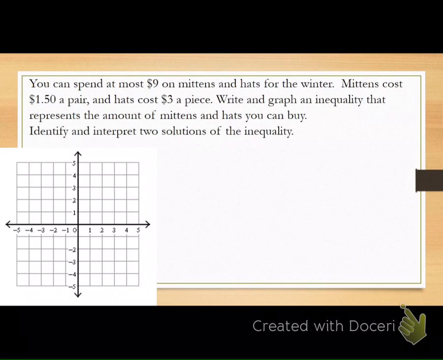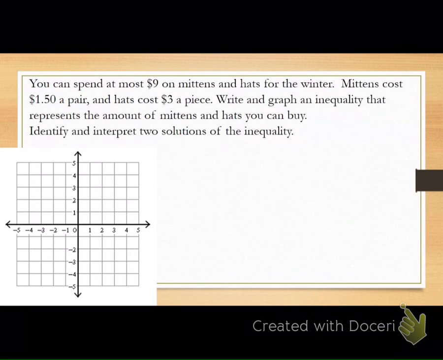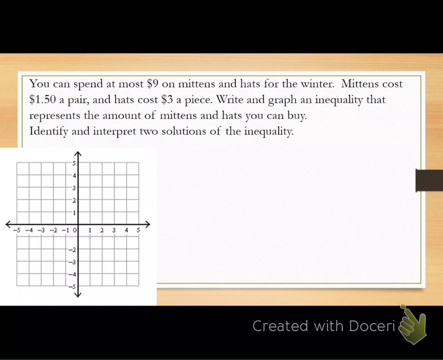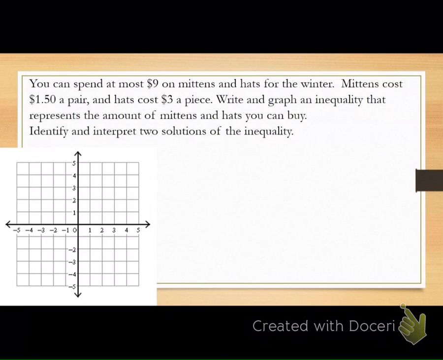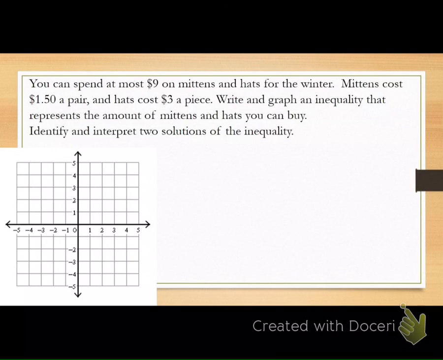All right, last one. You can spend at most $9 on mittens and hats for the winter. Mittens cost $1.50 a pair, and hats cost $3 a pair. Write and graph an inequality that represents the amount of mittens and hats you can buy, and identify and interpret two solutions. So, x is going to be the number of mittens we can buy, and y is going to be the number of hats.